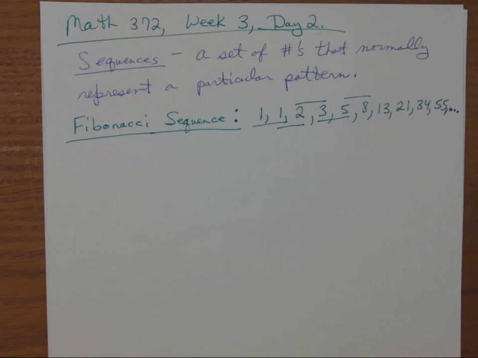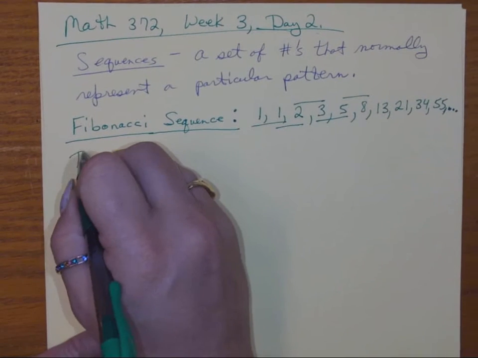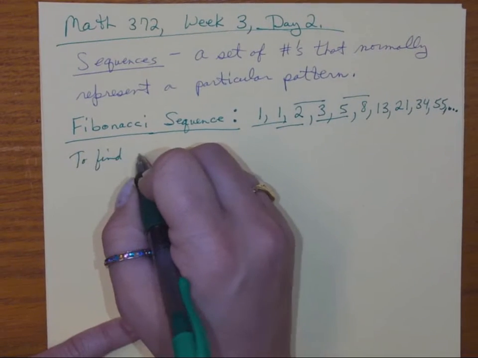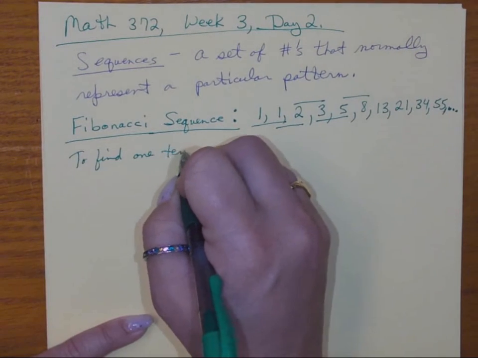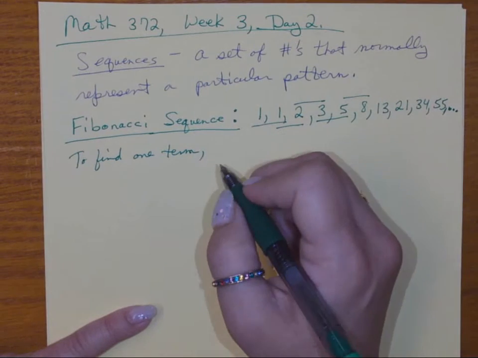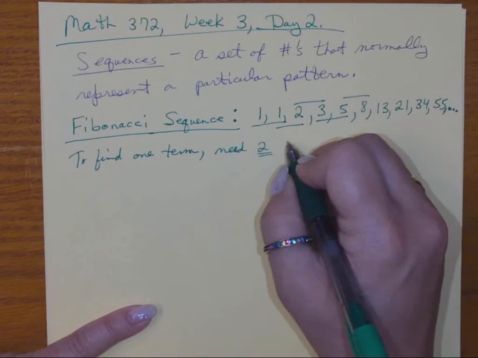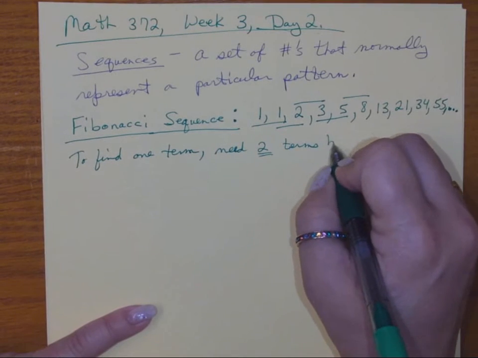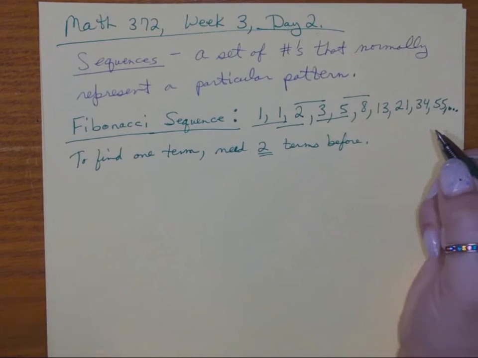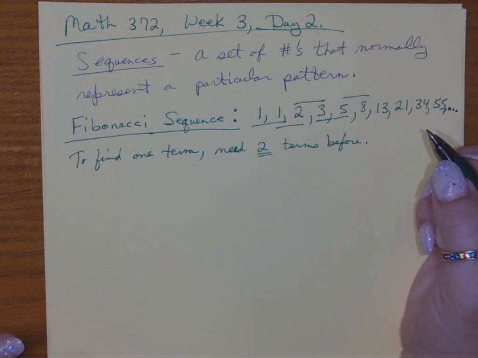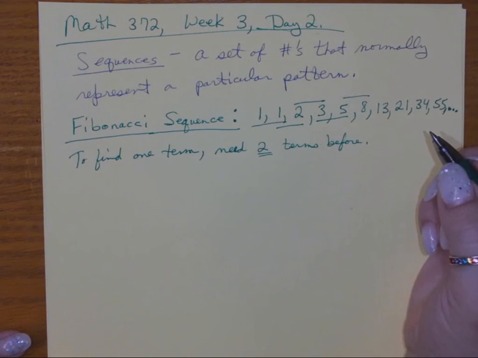And in order to find the next term, you don't just need one, you need 2 terms before. Right? That's kind of the idea there. So this is definitely what? A recursive pattern. Okay? And remind you, a recursive pattern is one that uses the previous term or terms to determine the next item in the sequence.